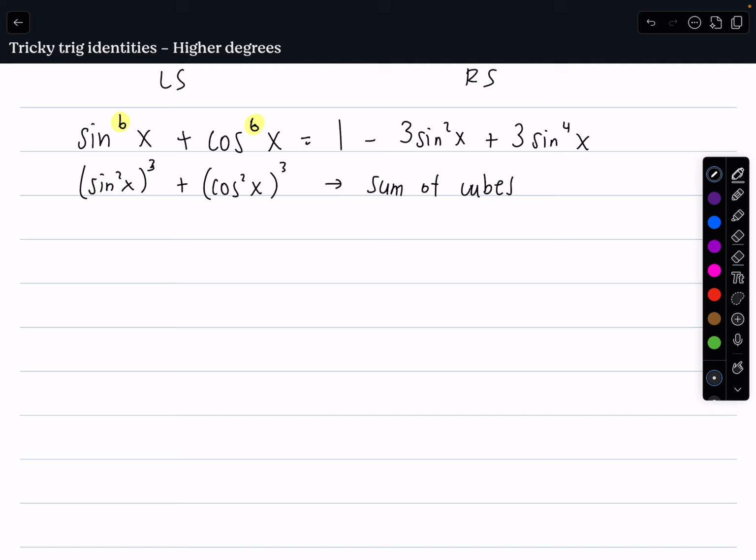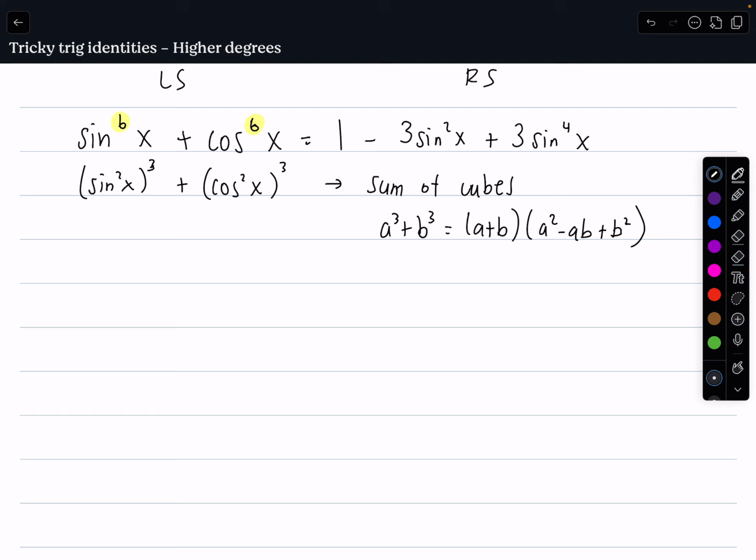So let's go over what a sum of cubes is for those of you who don't remember. A sum of cubes is where you have something like a cubed plus b cubed, and this is equivalent to a plus b times a squared minus ab plus b squared. This is the formula for a sum of cubes.